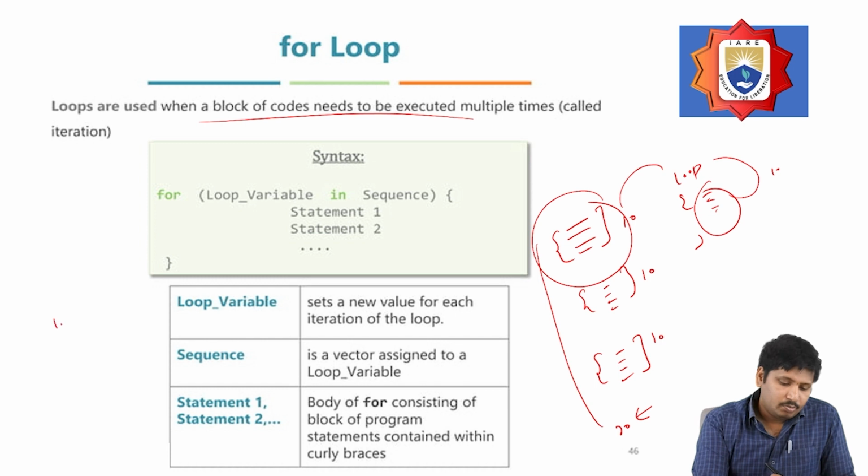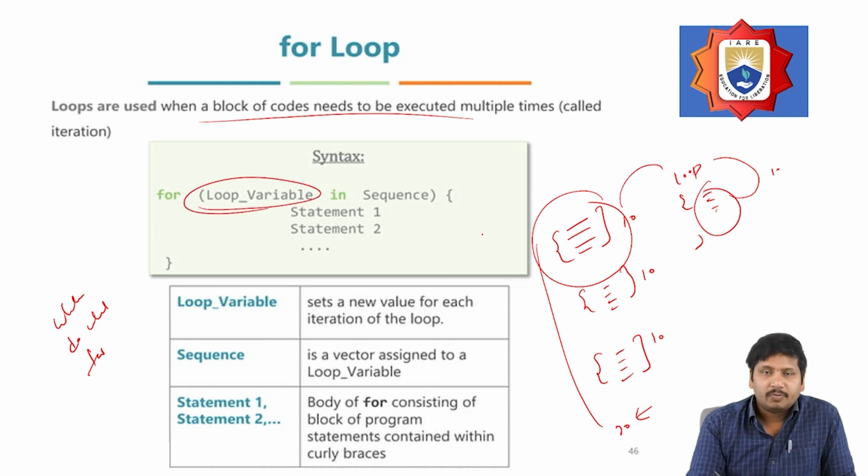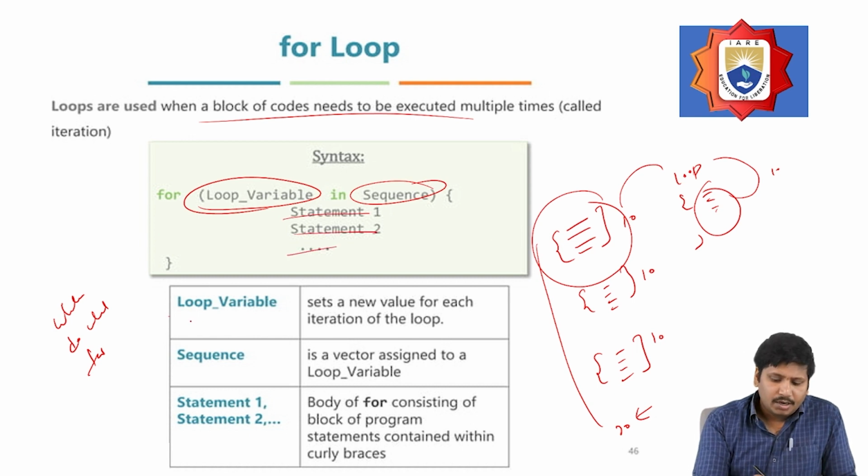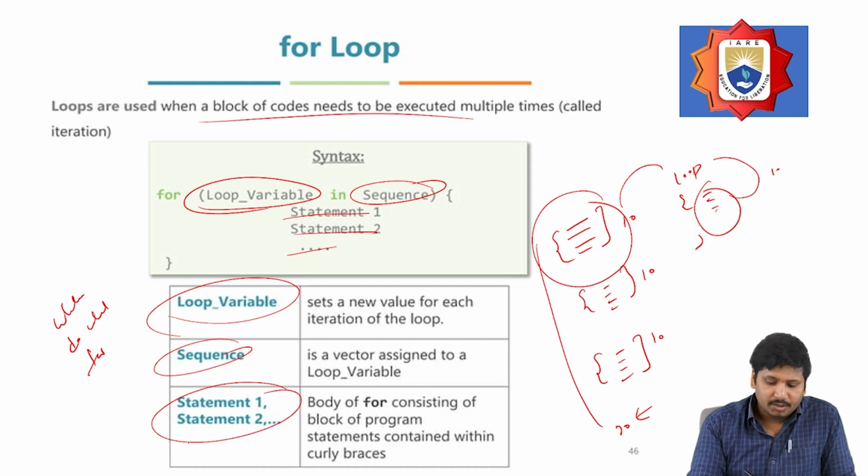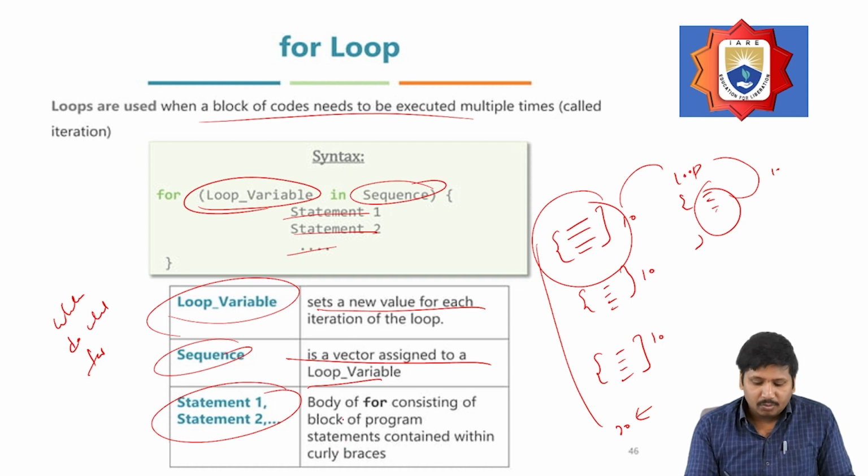In that, the first things are while, do while, and for. The syntax of the for loop is that the loop variable has to be specified in a sequence, and then we write the statements: loop variable, sequence, and statements. What is the loop variable? The loop variable is set to a new value for each iteration of the loop. And the sequence is nothing but a vector that is assigned to the loop variable. Statement 1 and statement 2 are the body for the execution of the for loop. Like this, we can mention the different types of loop statements.